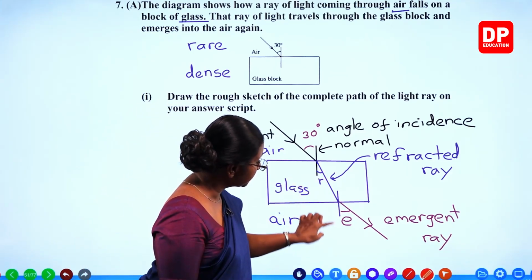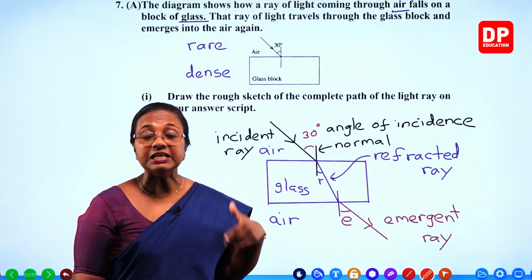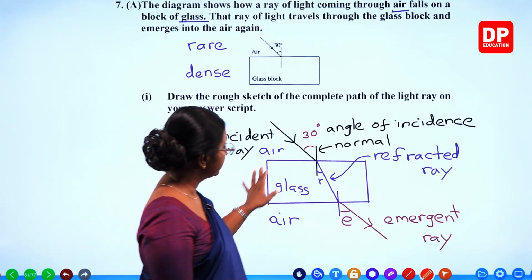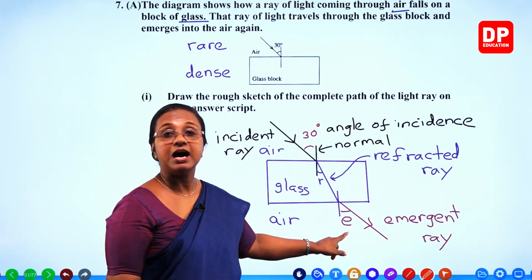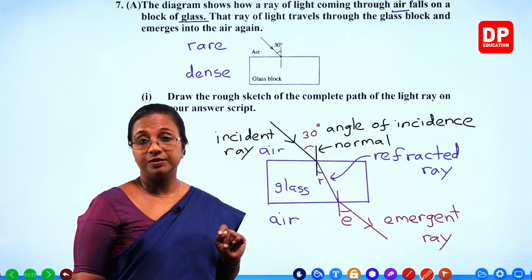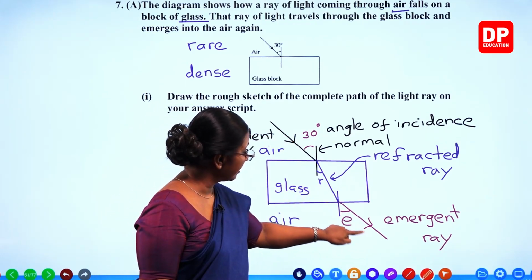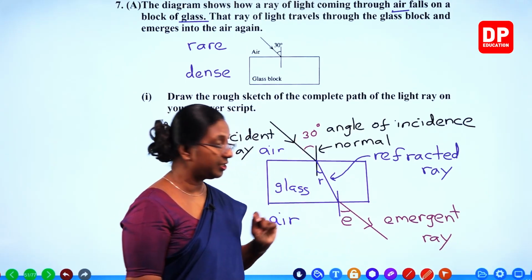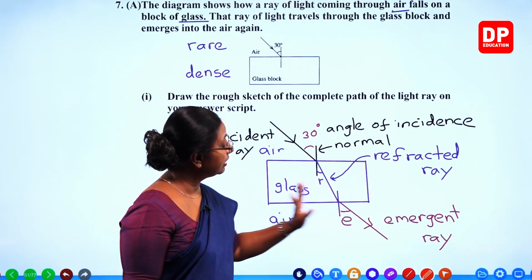But when you consider this point, it is from glass to air. Then the refractive index will be the inverse value. Is that clear, students? From this you should also be able to understand that this angle and this angle are equal, whereas this angle and this angle will be equal. Mathematically also, you can derive that because these two rays are parallel to each other, this angle is equal to the angle of emergence. Is that okay? So this is how the refraction occurs.